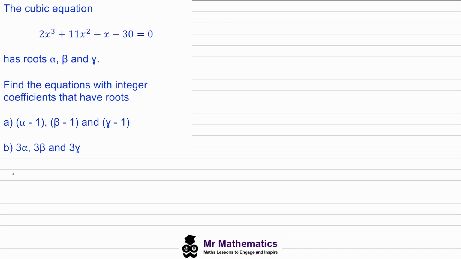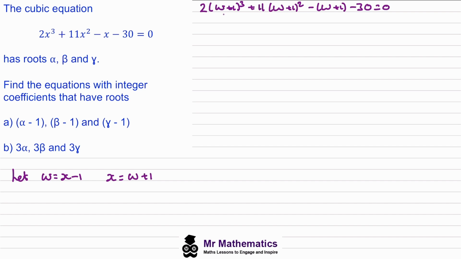So if we say then, let a different variable, w, equal x minus 1, then we can say that x will equal w plus 1. Then all we do is we substitute this expression for x back into our original equation. So we have two lots of x cubed, or w plus 1 cubed, plus 11 lots of w plus 1 squared, minus w plus 1 minus 30, and this will equal 0.